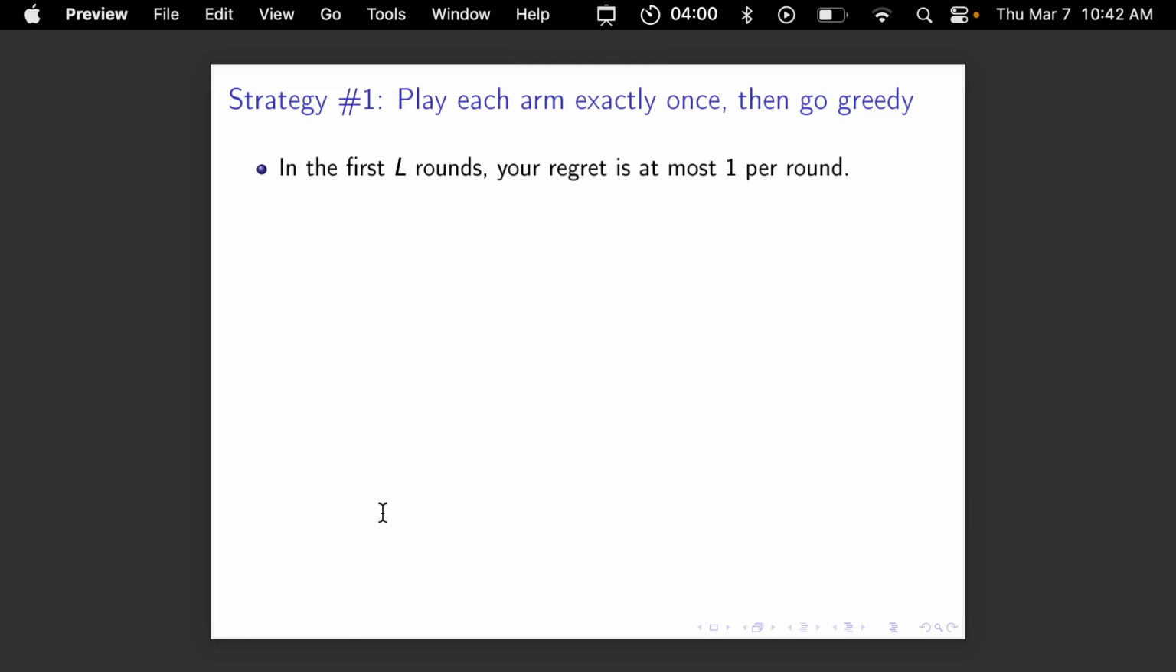So, just like before, in the first L rounds, when you're exploring, I'm not even going to attempt to say what you're doing. I'm just going to bound it away. I'm going to say your regret is at most 1. So in the first L rounds, I'm just giving up. I'm saying, okay, we're just exploring here. We're trying to learn stuff. We're going to give up on trying to bound the regret. We're going to say the regret is at most 1. Okay, now we have to analyze what happens after that.